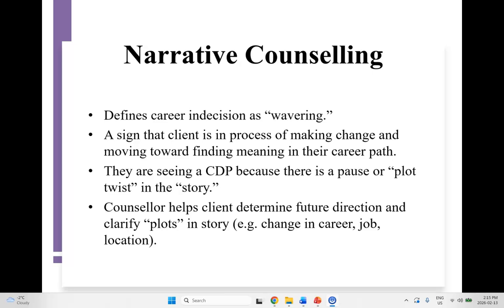So the CDP helps the client determine their future direction and to clarify plots in the story. So, how would you like the story to unfold from here? Is this something that you want to explore with the client? Is it a change in their career, in their job, in their location? So, these are the types of things that you would explore as potential future plots in the client's story.